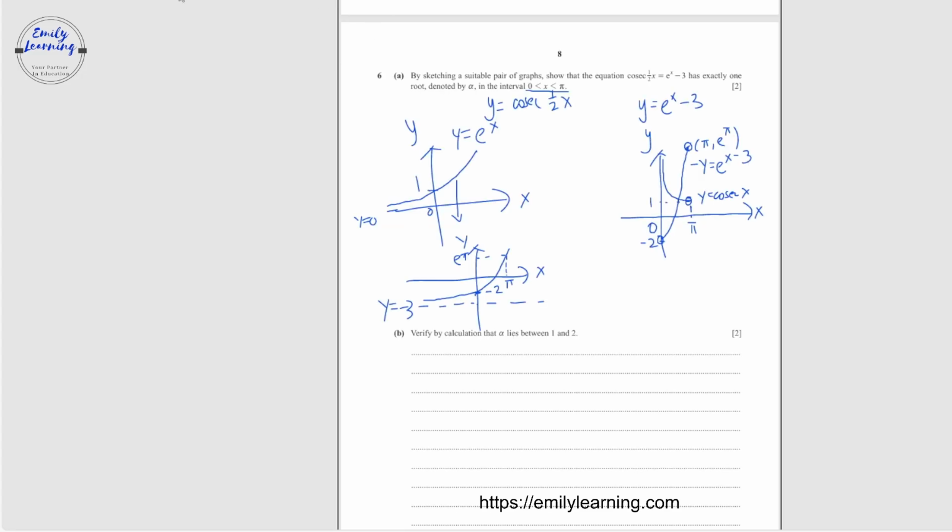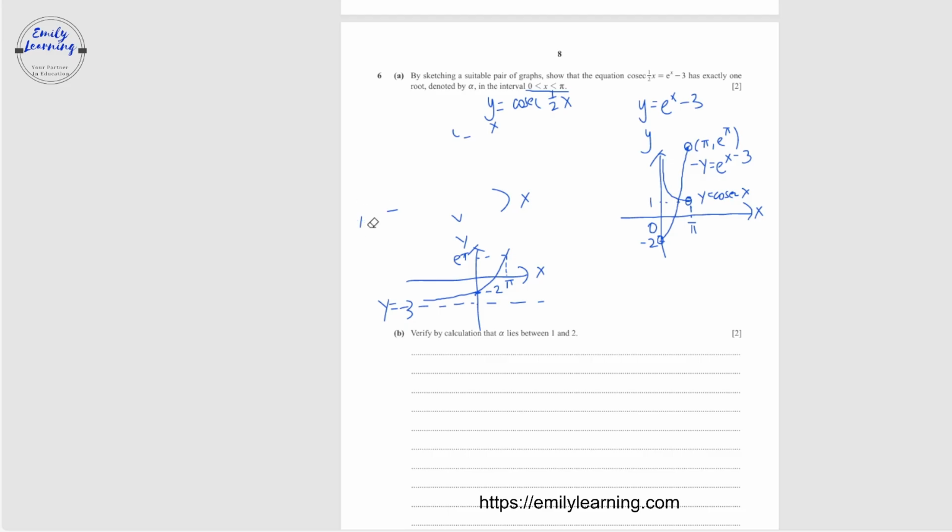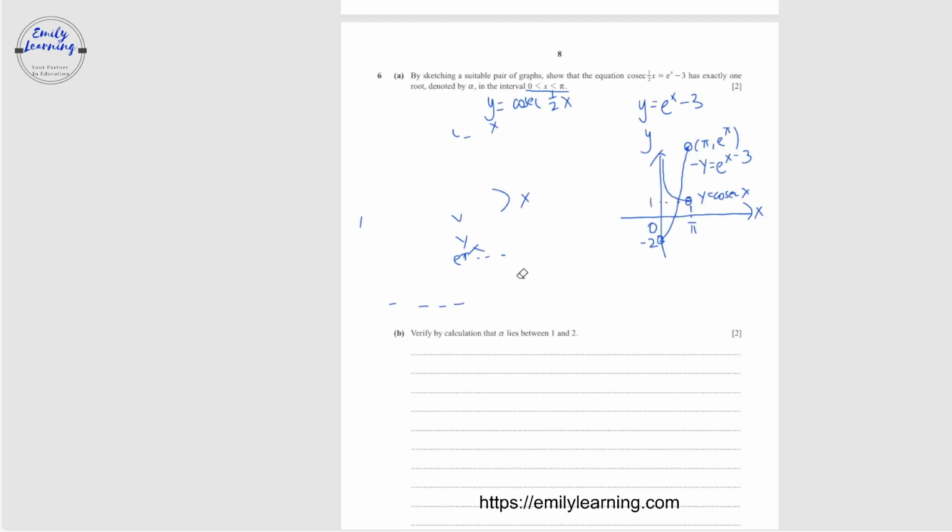Okay, so now that we have sketched these two graphs, let me erase this first so that it is cleaner, because this is only for explanation.